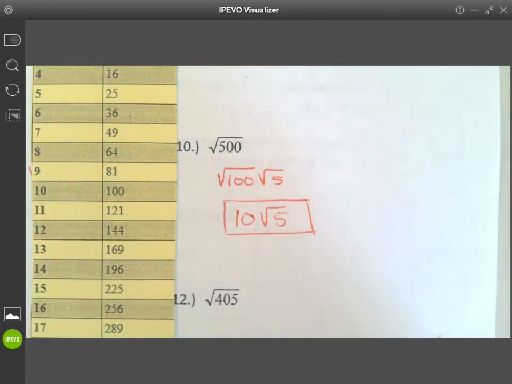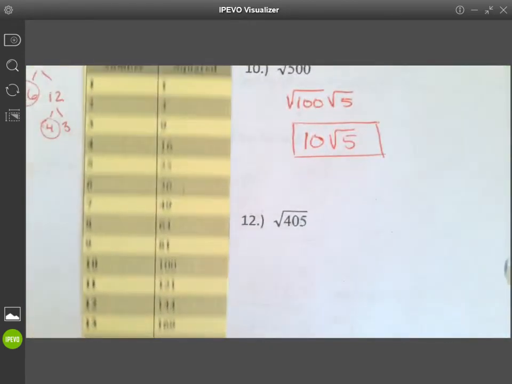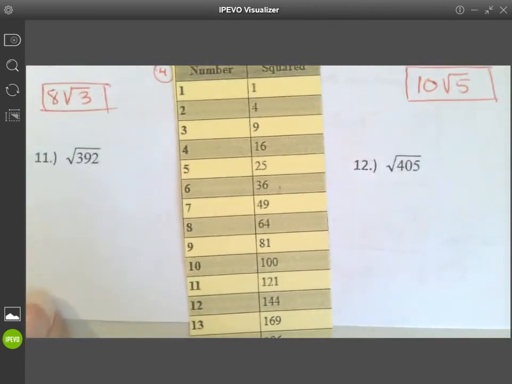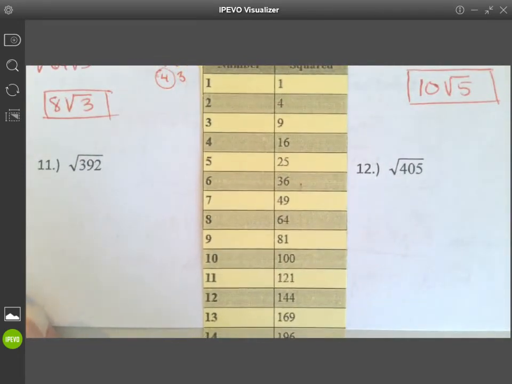All right. Numbers 11 and 12. I'm going to pause this and give you a minute to try those. Now these numbers are a little bit bigger, so you're going to have to fight with them a little bit.